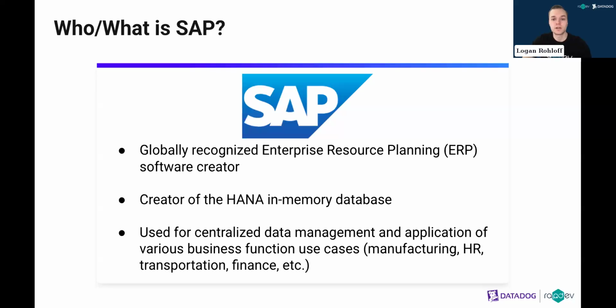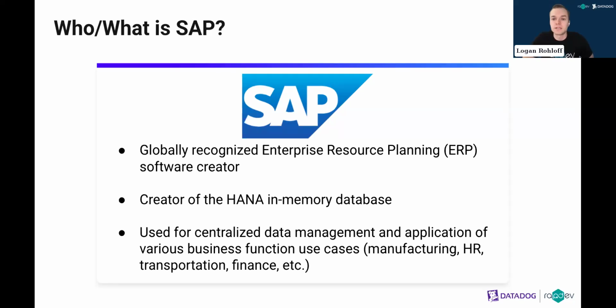And although a lot of folks here likely already know this, I figured I'd cover it. SAP, they're a German company, globally recognized for creating the software that is SAP, as well as their proprietary SAP HANA in-memory database. SAP is an enterprise resource planning software that takes a more centralized approach at data management and business process application. Their software expands across most major business functions: finance, manufacturing, human resources, transportation management, and much, much more than that.